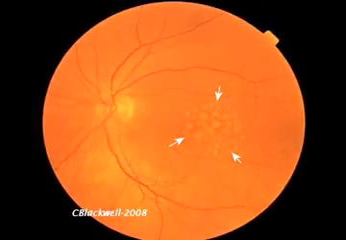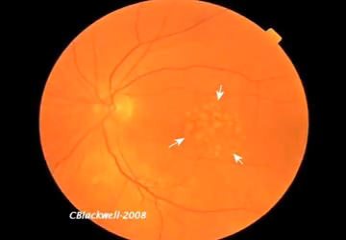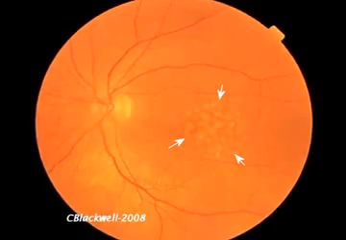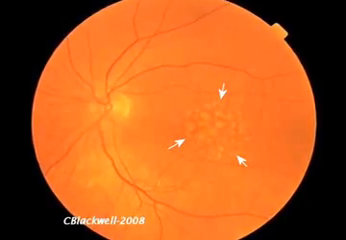Here is another picture of drusen. This time they are medium to large in size with indistinct edges. We call these soft drusen.